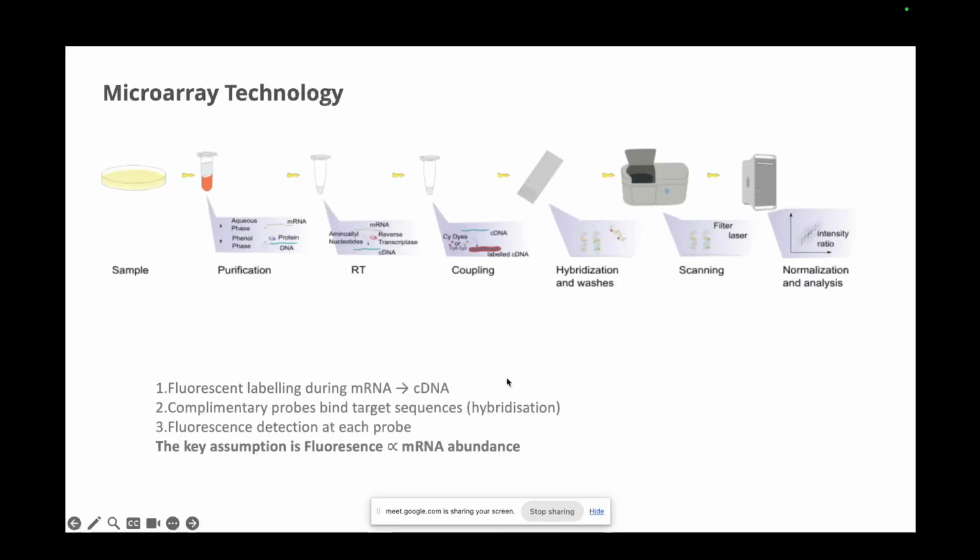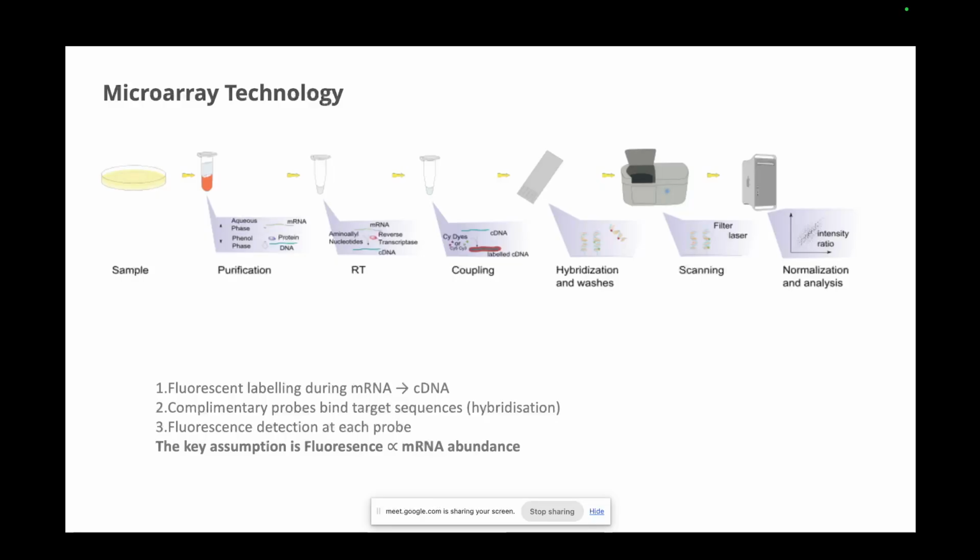The key assumption here is basically that the fluorescence is proportional to the mRNA abundance. So how do you say that a particular gene is getting expressed more or less? The more or less concept comes from the signal intensity, right? If you have multiple of these transcripts in the cell, and you put them on the chip and the signal intensity is very high, that means your gene is getting expressed in higher numbers. And if it is on the lower side, then your gene expression is lower, right? So you have a control sample and you compare it with the control sample. Is it higher or is it lower?